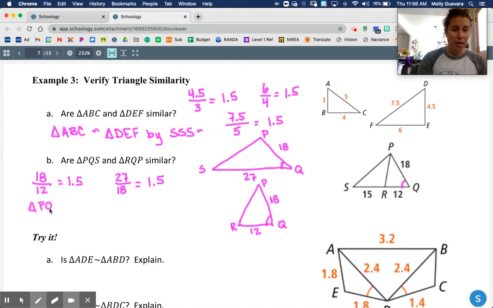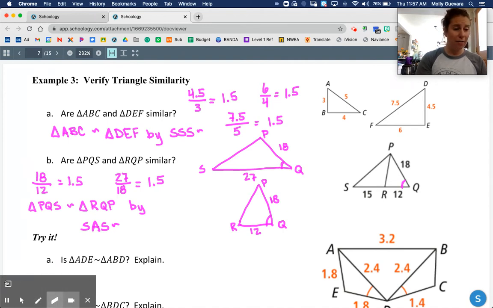So triangle PQS, not congruent, similar, sorry, is similar to triangle RQP by side angle side similarity. So I really do think that it's helpful to draw the two triangles separate and to make sure that you pay attention to the order that it's written in to help you figure out which sides correspond to each other.